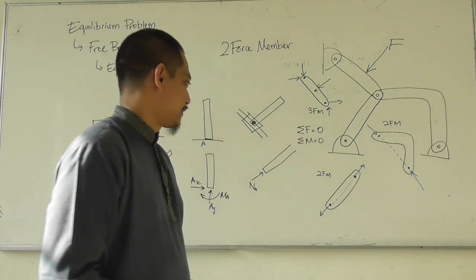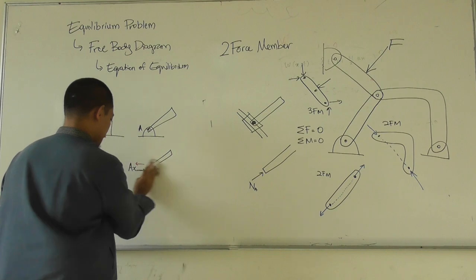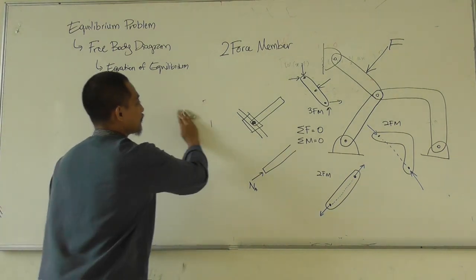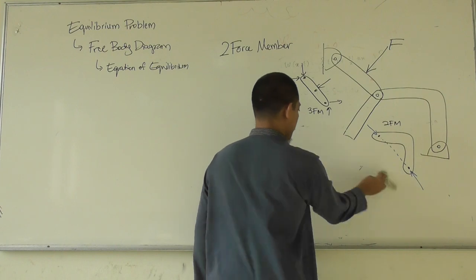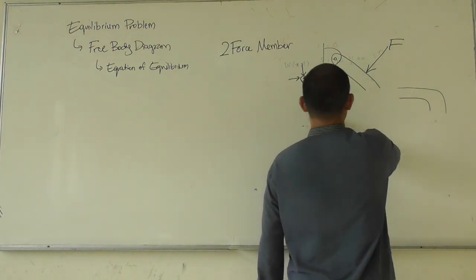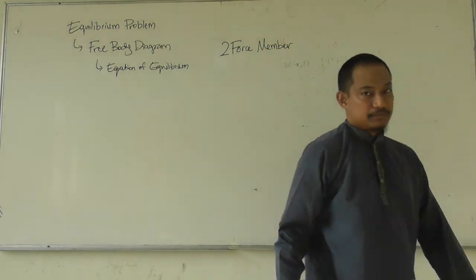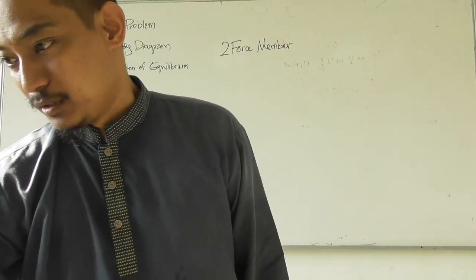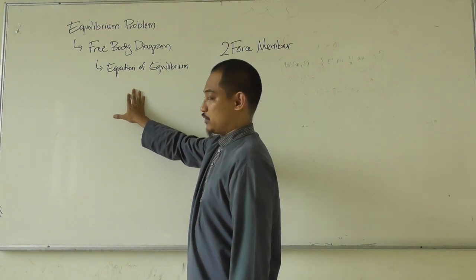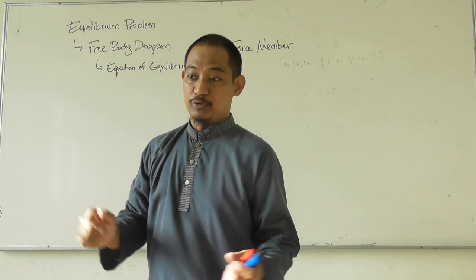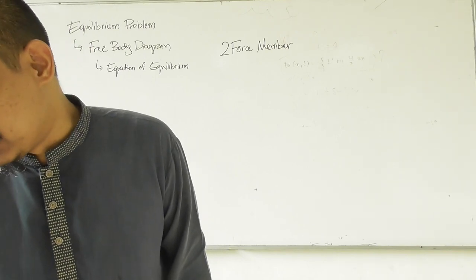So we'll go into 3D. So I'm going to write this out. Now, for 3D, the concept is still the same. To solve the equilibrium problem, you have to draw the free body diagram, and then you solve the equations of equilibrium. Just that the free body diagram will be a 3D free body diagram, and hence, you need to understand 3D supports. So there are several examples that you can see.